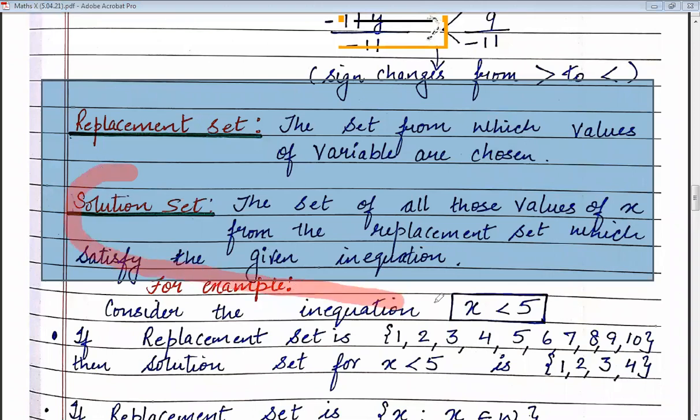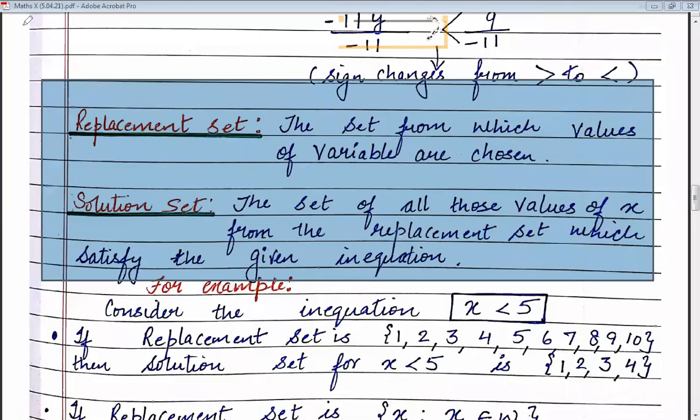Children, the solution set is the set of all those values of x from the replacement set which satisfy the given inequation. Now children, what is a solution set? We have to select the values of x from the replacement set which are going to satisfy your given inequation. Now, children, let's discuss these two things with the help of an example.